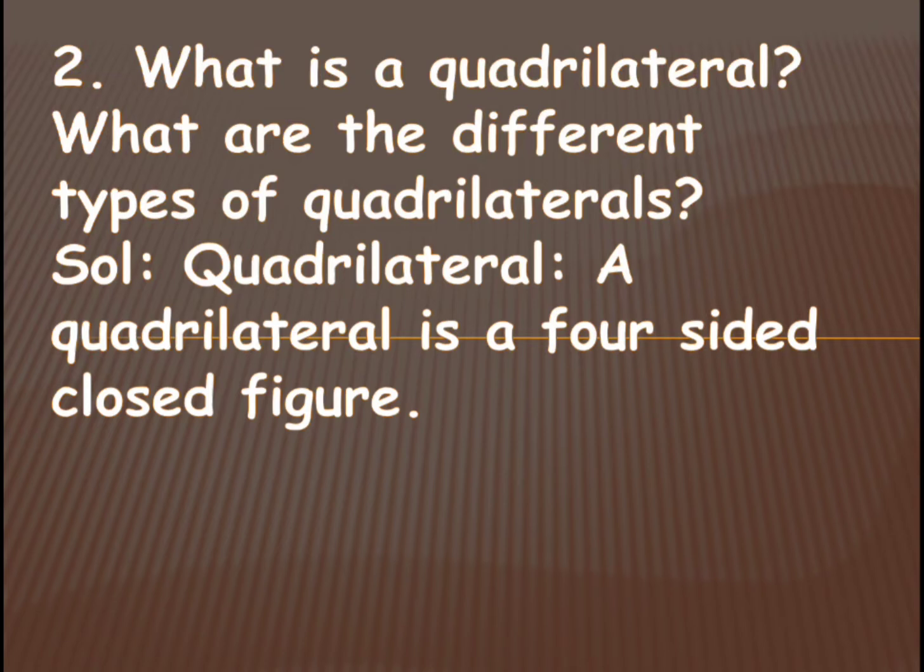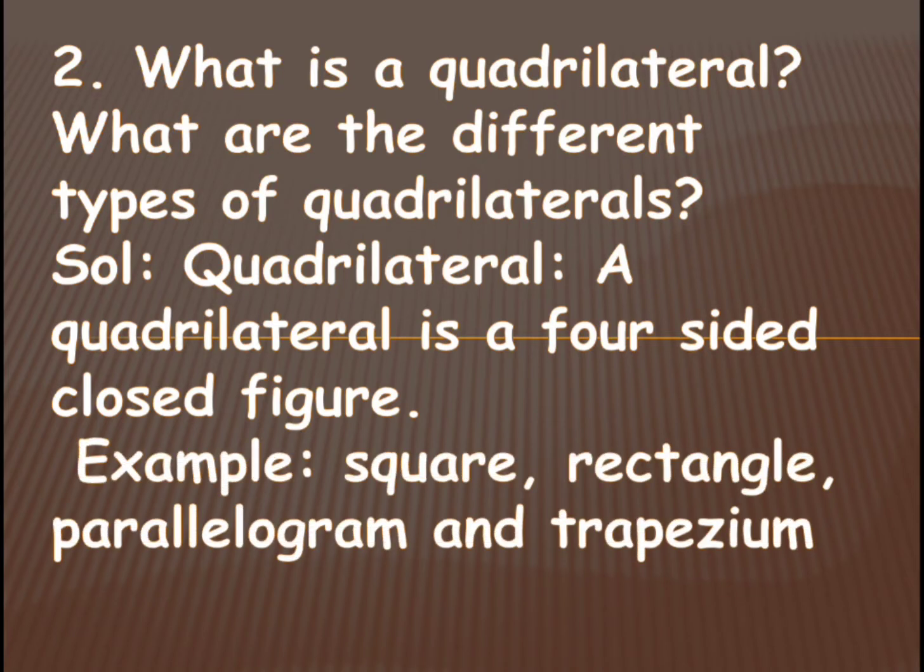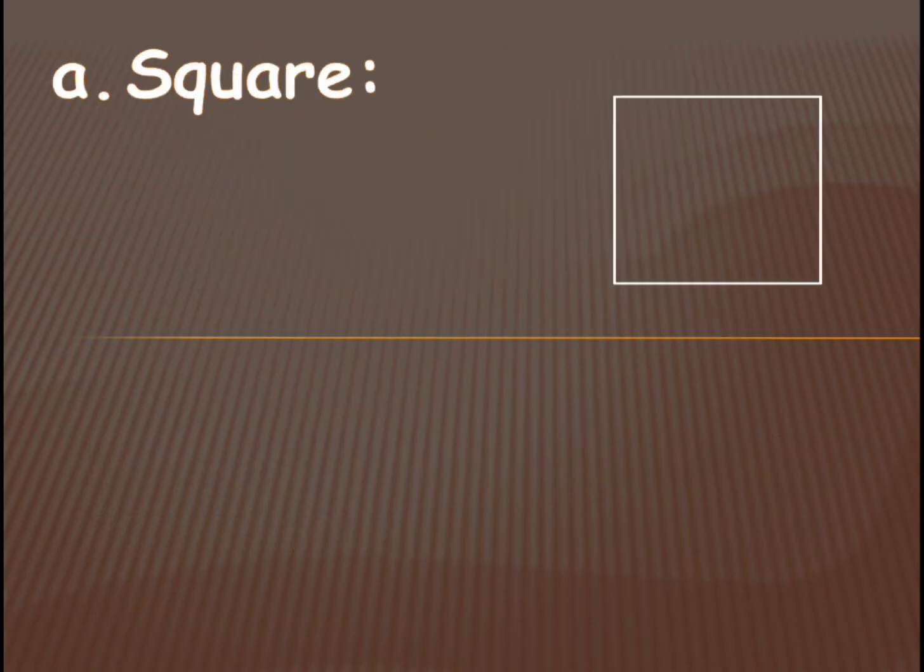And in quadrilaterals, we have many types, children: square, rectangle, parallelogram, trapezium, and also you have rhombus, kite. Okay, for now we are going to learn about four quadrilaterals. There are six quadrilaterals. In this topic we are going to learn about four quadrilaterals. Okay, the first one is a square. You all know a square, isn't it, children?